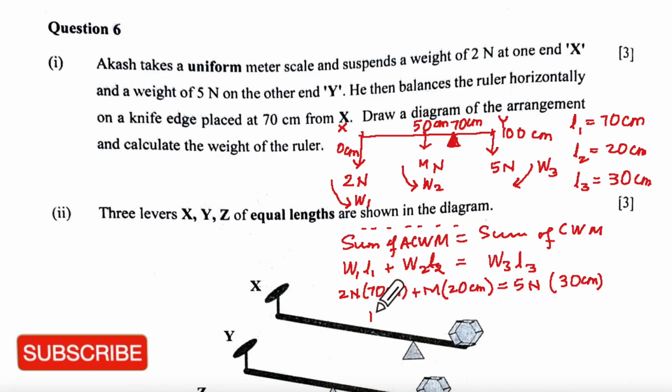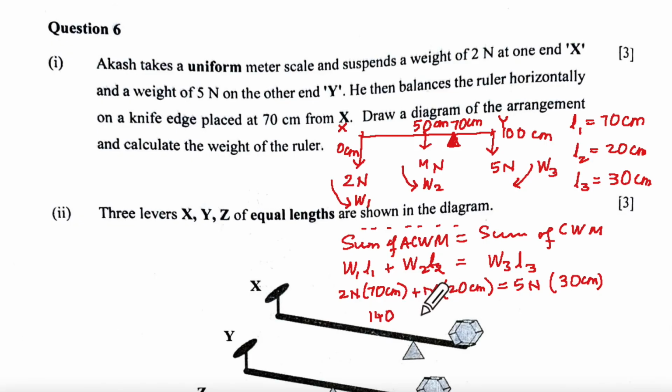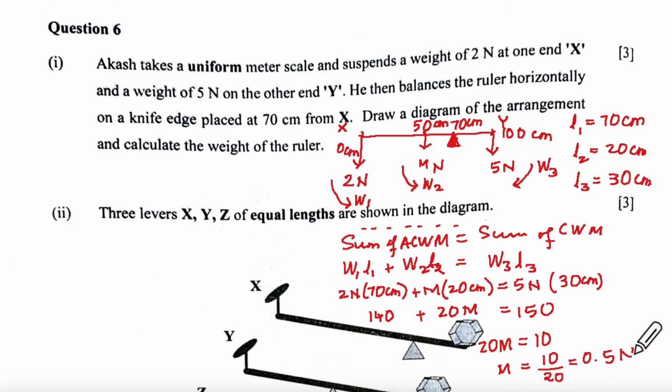So this will give us 140 Newton centimeter plus 20 M is equal to 5 times 3 is 15, so 150 Newton centimeter. So 20 M is equal to 150 minus 140, that is 10 Newton centimeter. So M will be equal to 10 upon 20. That will be 0.5 Newton.